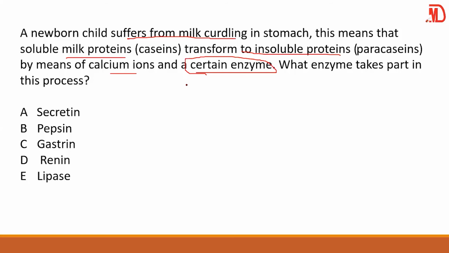And it is very, very active in children, but it is absent in adults. It is produced by the chief cells in the stomach. All right, so here we are talking of renin, double N-I-N.